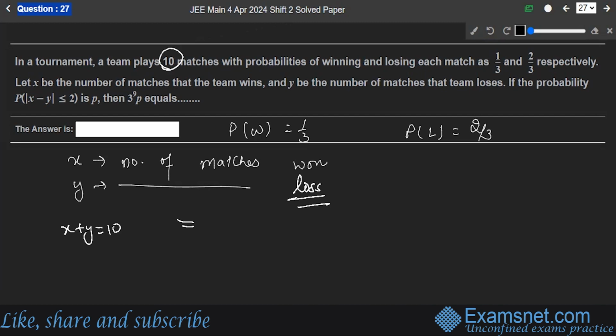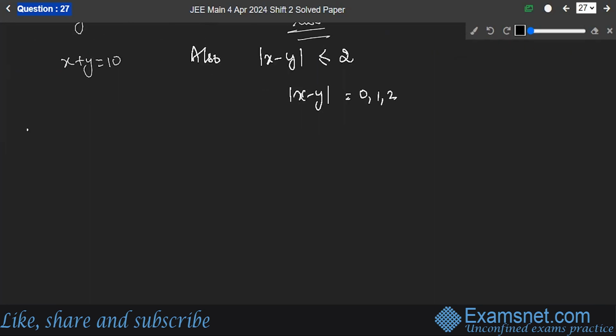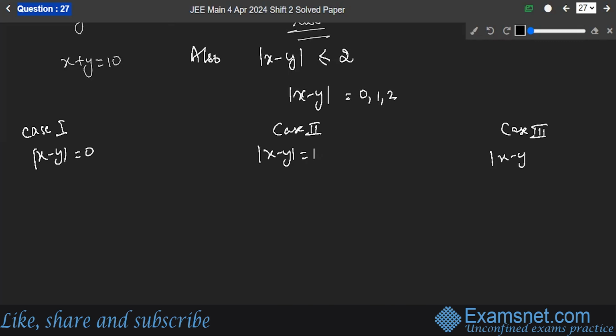Also, you are given that mod of X minus Y is less than or equal to 2. That means this may have the value of 0, 1 or 2. Now we have 3 cases. The first case is when mod of X minus Y is equal to 0. The second case is when mod of X minus Y is equal to 1. And the third one is when mod of X minus Y is equal to 2.